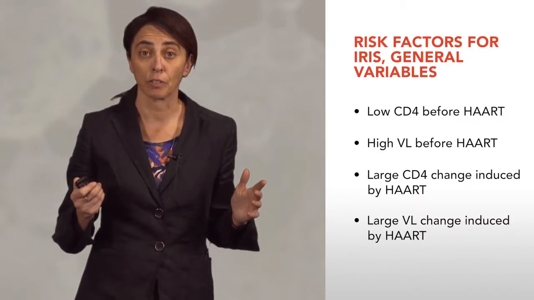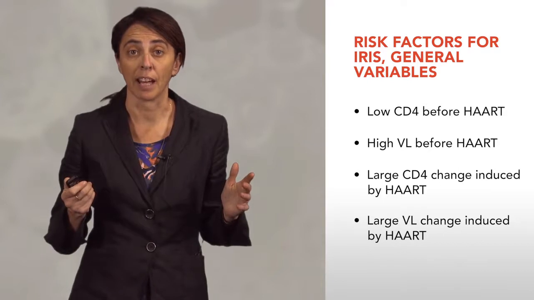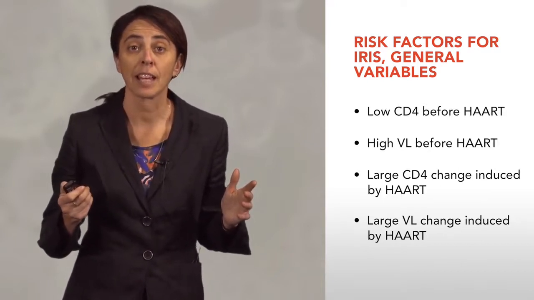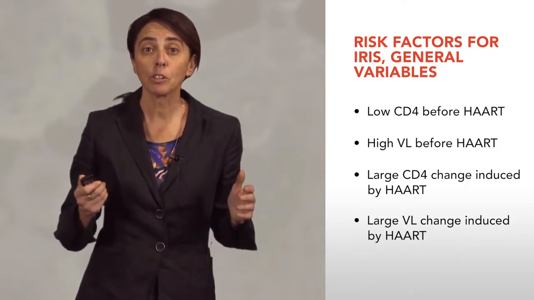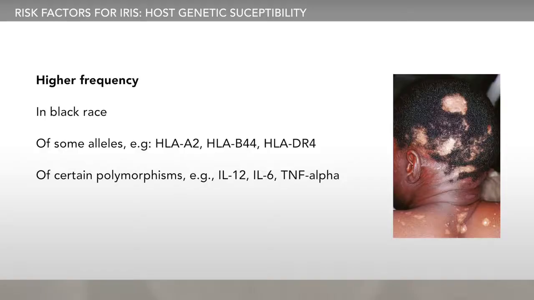And what about the risk factors for IRIS? There are some general variables that have been associated with IRIS development. These include the CD4 cell counts and HIV viral load at the time of starting ART, as well as the changes of CD4 cells and viral load induced by ART itself. There might also be a role for host genetic susceptibility, and some studies have shown that patients who develop IRIS are more frequently of black race and have a higher frequency of some alleles such as HLA-A2, HLA-B44 or DR4, and of certain polymorphisms in the genes encoding for cytokines such as IL-12, IL-6 and TNF-alpha. Also, paradoxical IRIS seems to be more frequent and severe in patients with more severe opportunistic infections, in association with higher antigen burden.